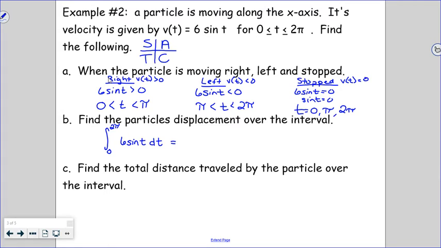But what is the answer? 0. Well, that has to do with the symmetry of sine, right? It does the same amount above our x-axis as it does below our x-axis as it completes one period from 0 to 2 pi, and that's what we're looking at. So the amount of area in that time above our x-axis and below our x-axis are exactly the same, giving us a displacement of 0.